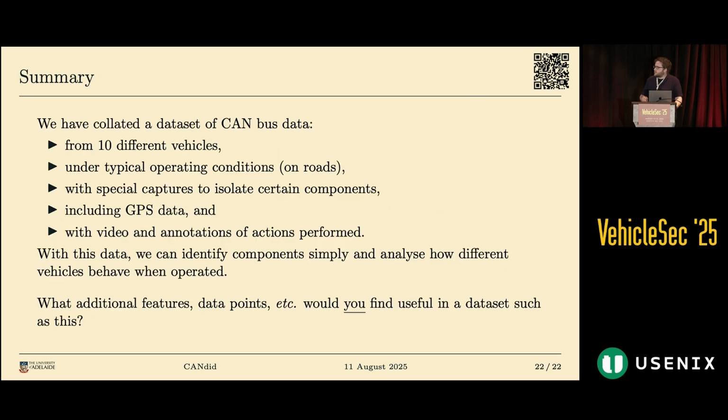So just to summarize, this data set we're showing off here has CAN data from 10 different vehicles under typical operating conditions, with these special captures along with them to be able to help identify certain components quickly and easily. We've also included GPS data and video and annotations of the user's actions at certain times. And with that, we've been able to quickly identify components across a few different vehicles.